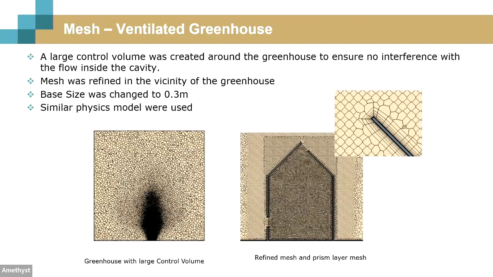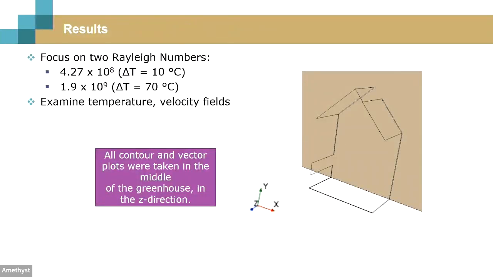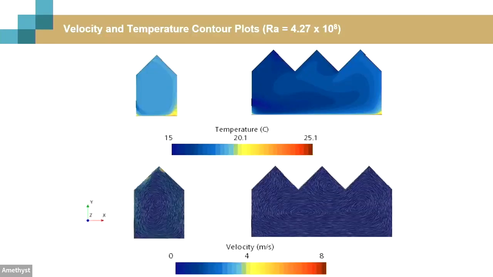So there's just some more pictures of the mesh. For this study, we only focused on 2 Rayleigh numbers, and we looked at the temperature and velocity fields. So this is just some scalar plots. You can see the temperature increases towards the one side of the greenhouse where there's no ventilator. And it's definitely hotter in the third span. And if you look at the bottom plot, you can see there are a lot of convective cells forming in this multi-span greenhouse.